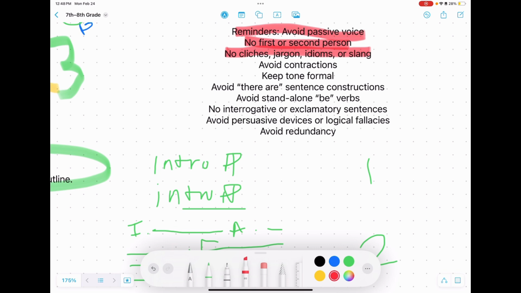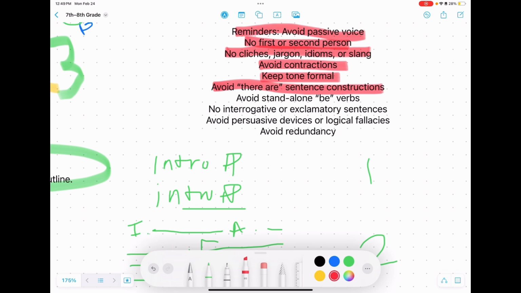No clichés, jargon, idioms, or slang. If you're not sure, go look back at a video. But part of this falls under the larger admonition from me to keep your tone formal. Clichés, jargon, idioms, slang, they're all informal. They can be confusing, ambiguous, very unclear. Okay? Avoid contractions, also very informal. No, can't. We can't get to the bottom of this. Okay? We cannot, will not, no contractions.